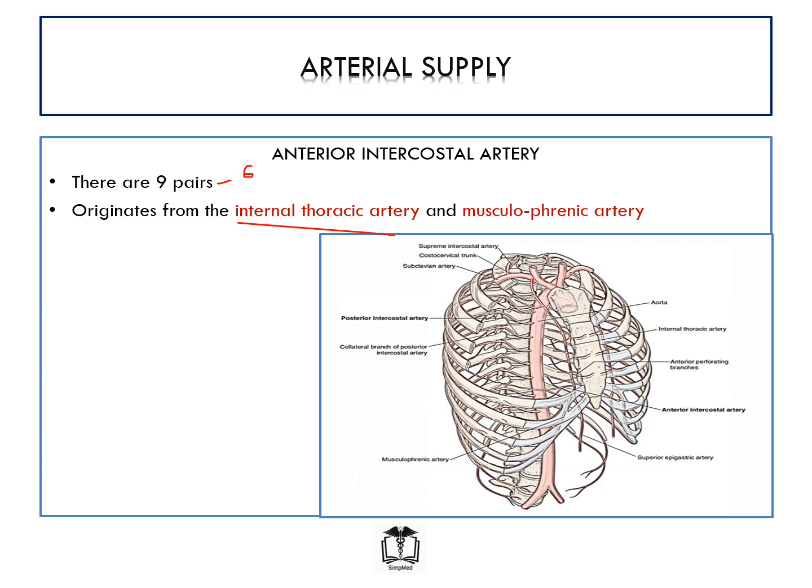This is the internal thoracic artery. It gives rise to 6 out of 9 anterior intercostal arteries. The remaining three anterior intercostal arteries tend to come from a different source. Usually, the source that gives rise to the lower three anterior intercostal arteries is the musculophrenic artery. So the musculophrenic artery gives rise to the lower three, whereas the internal thoracic artery gives rise to the upper six anterior intercostal arteries.